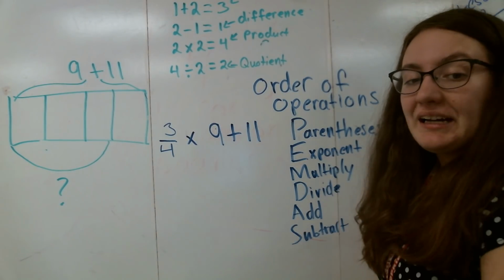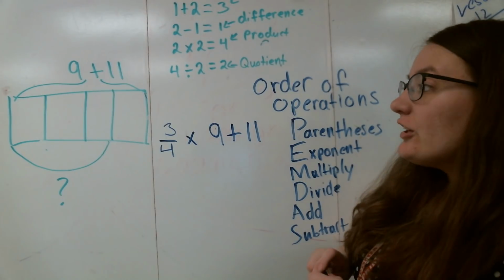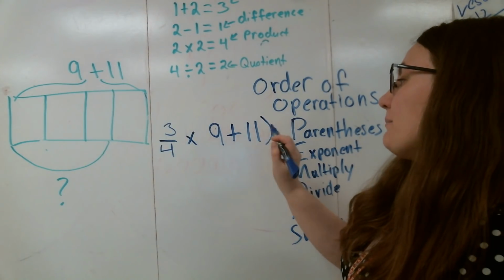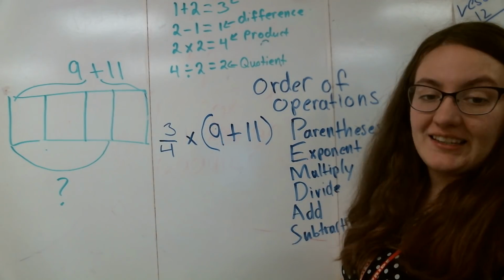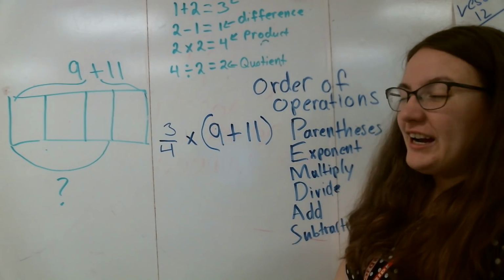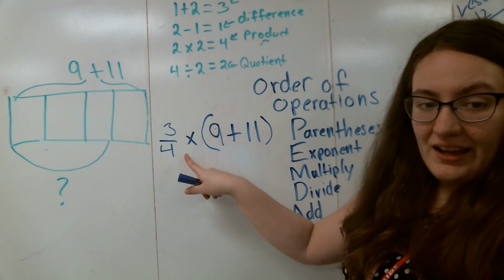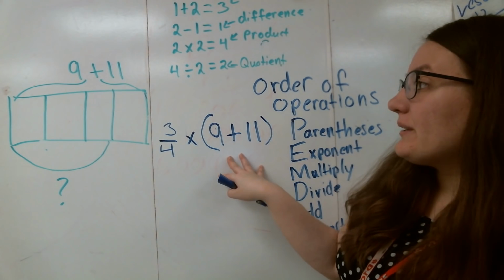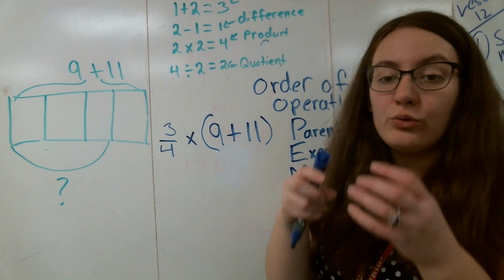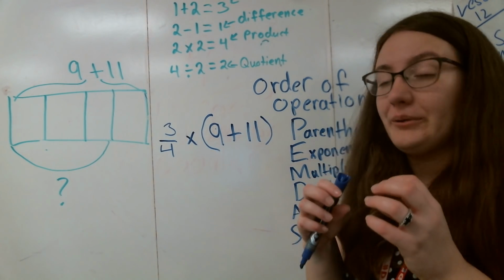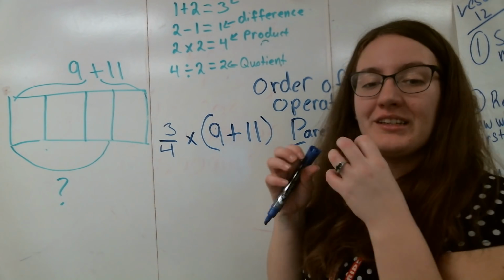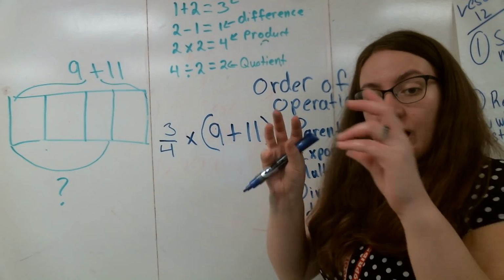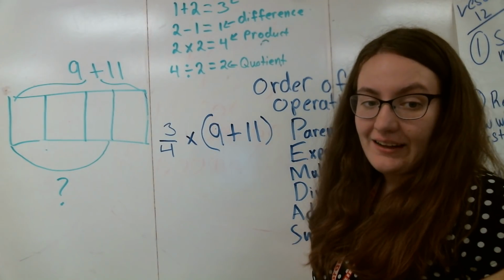Now, when I was setting up this problem, something that would help me figure out where I need to start is if I put parentheses around this section right here. And you might ask, well, why did you put parentheses around this part and not around maybe 3/4 times 9? And the reason I didn't do that is because this 9 plus 11 was already together before I started the problem. This 3/4 times 9 part, that wasn't together yet. But 9 plus 11, that's been together from the start. So I'm going to put parentheses around that.